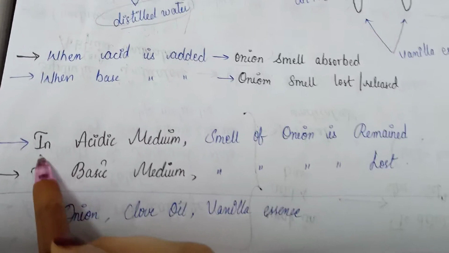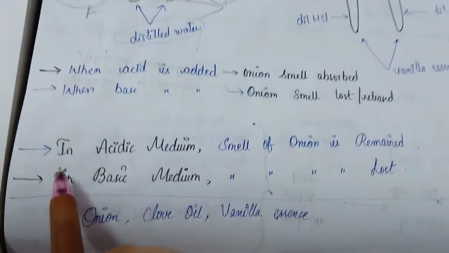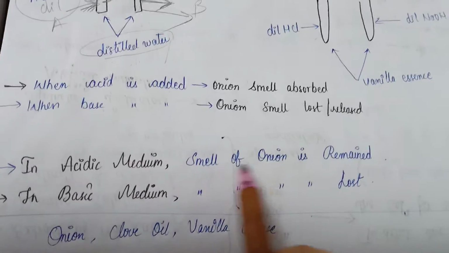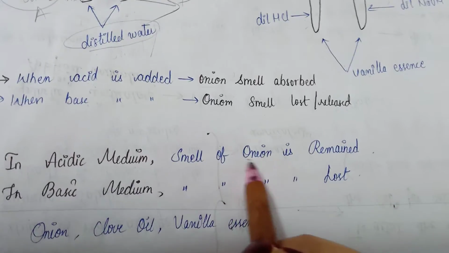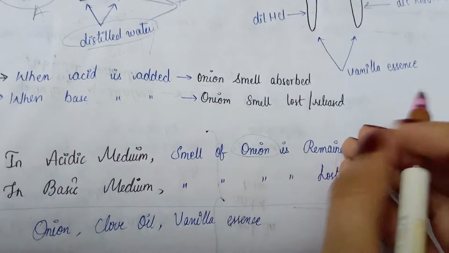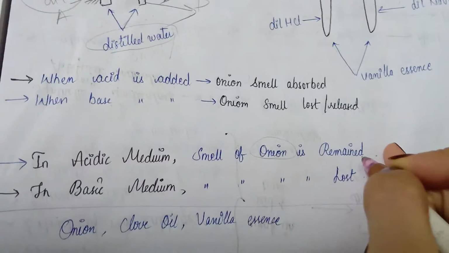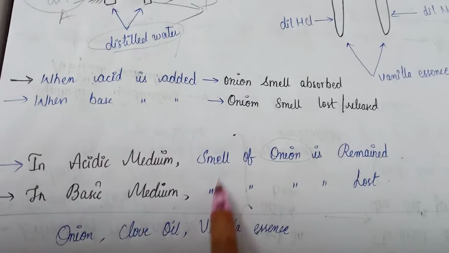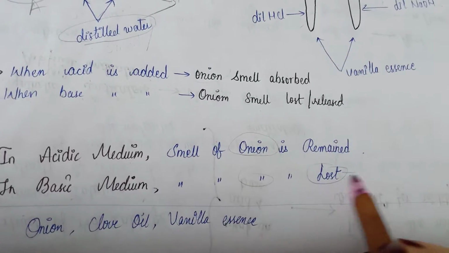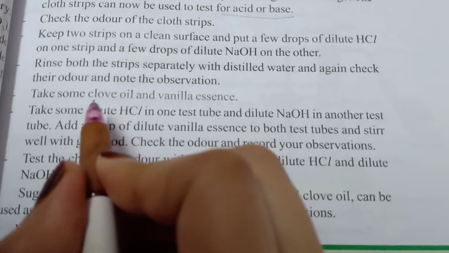So my actual conclusion from this experiment is, in acidic medium, the smell of the onion or the smell of any other thing will be observed or remain, and in basic medium, the smell of the onion or any other substance will be lost, okay.